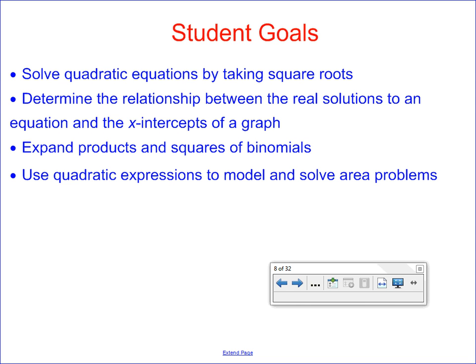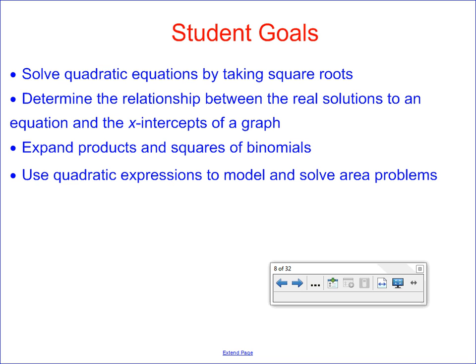Today we're going to solve quadratic equations and make an explicit connection between the solutions to a quadratic equation and the graph of that quadratic equation. Remember, from middle school, that's called a parabola. And so we're going to make a connection between the graph of a quadratic equation and the solutions to a quadratic equation.